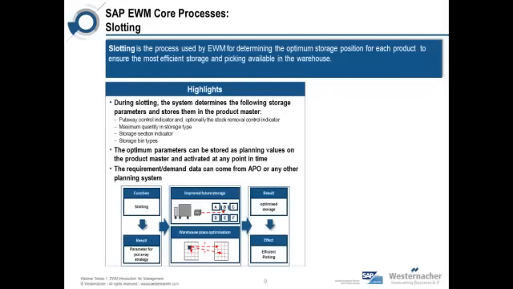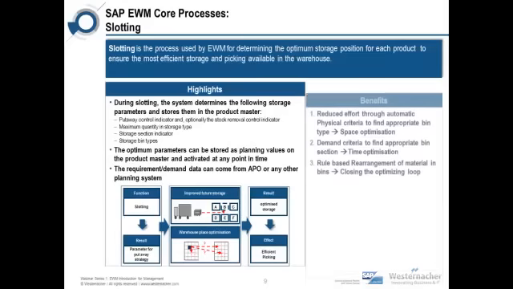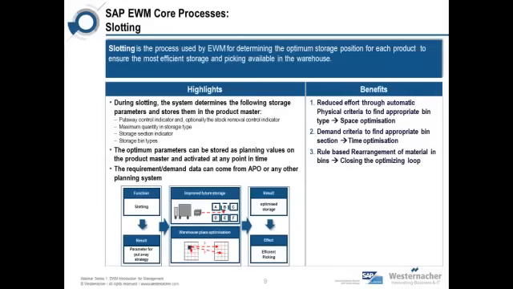types. The optimum parameters can be stored as planning values on the product master and activated at any point in time. The requirement or demand data can come from APO or any other planning system. The benefits of slotting include reduced effort through automatic physical criteria to find the appropriate bin type, space optimization, demand criteria to find the appropriate bin section, time optimization, and rule-based rearrangement of material in the bins, closing the optimizing loop.